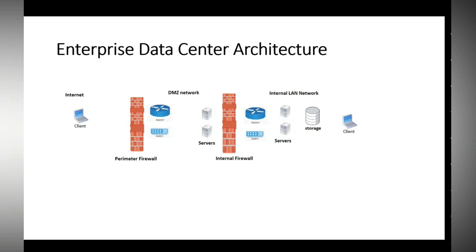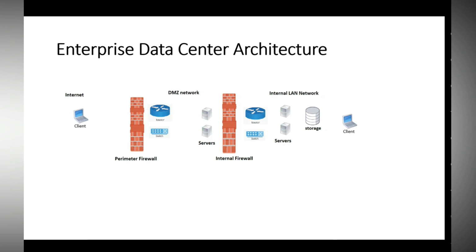Let me tell you what the internal LAN network is. It is a place where you keep all your critical servers, such as your domain controllers, storage, etc., which should not have any visibility to the outside world. When I say outside world, I mean the internet. It should not have any direct exposure to the internet. All those appliances come under the internal LAN network. Here you can see you have servers, storage, routers, switches, and clients also. Clients are your internal users sitting inside your network.